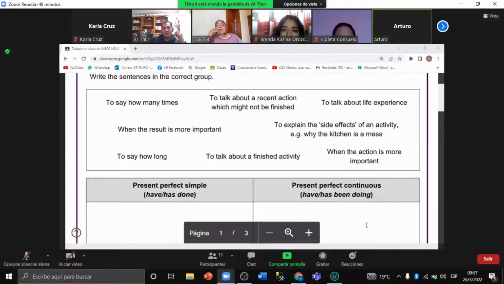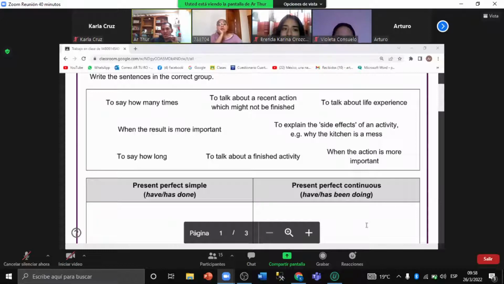So for example, what are the usages for present perfect simple? The second for me is the present perfect simple to talk about a recent action which might not be finished. Yes. I think to say how many times is present perfect continuous. No, it's present perfect. And to talk about a recent action which might not be finished, could be in the present perfect or in the present perfect continuous. Okay, in both cases you can use this rule.